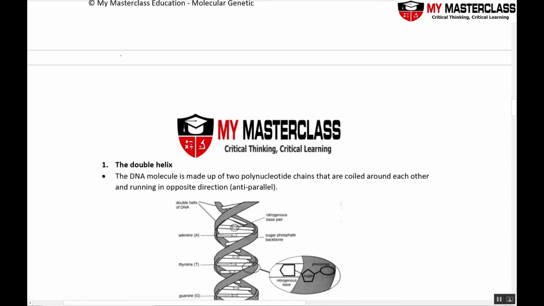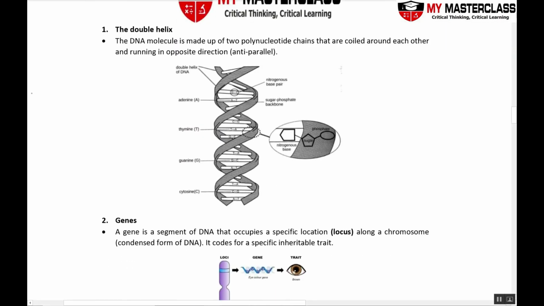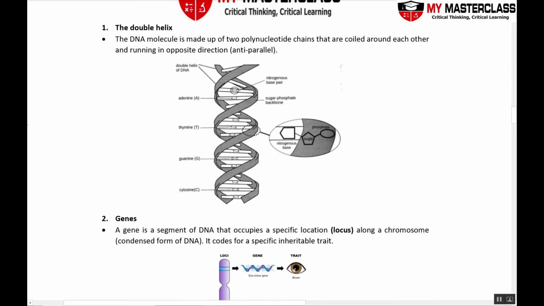Okay, so the next part here, we will be looking at the double helix itself and how it contributes to the genes.